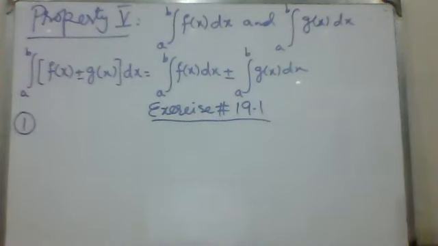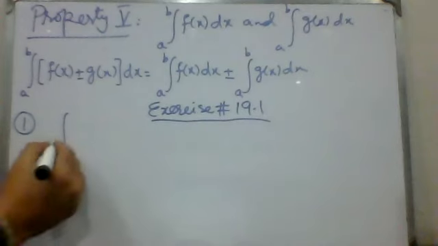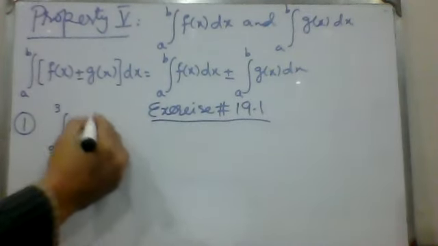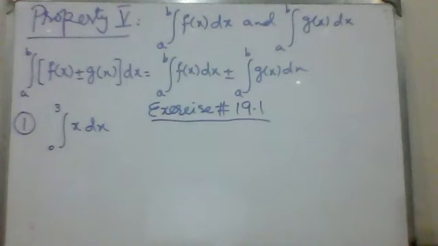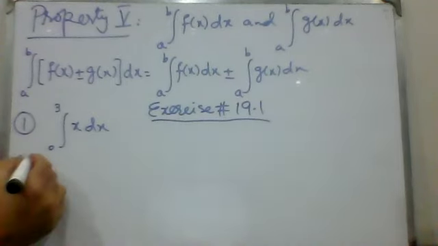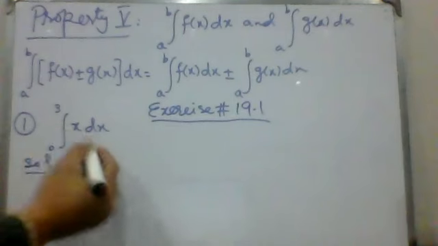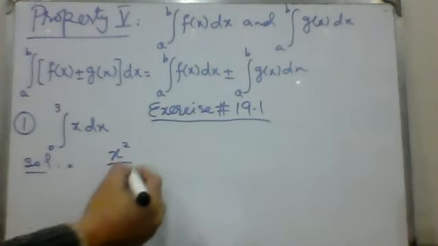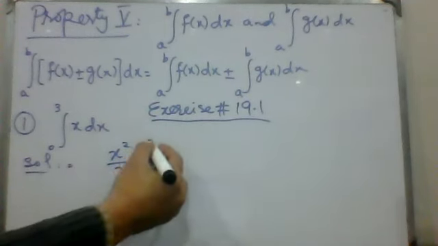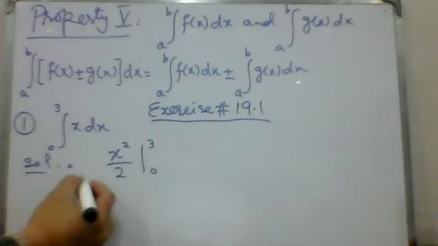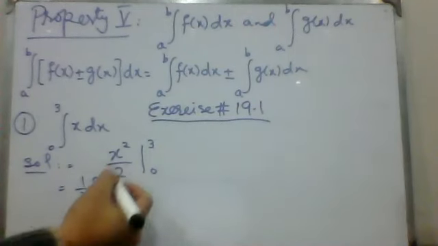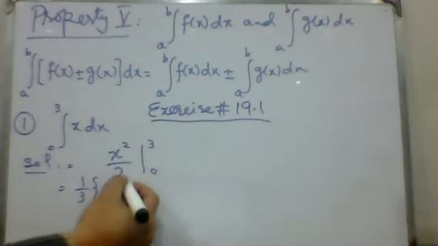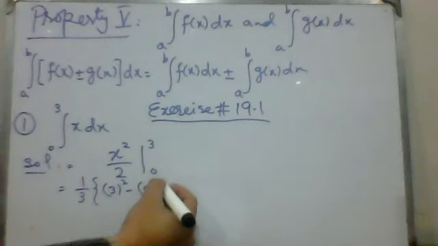Find the definite integral of each of the problems. Here the problem is the integral from 0 to 3 of x dx. That is the first problem. The integral of x is x square by 2, and we write the limits 0 to 3. Now put in the place of x first the upper limit: 3 square minus 0 square.